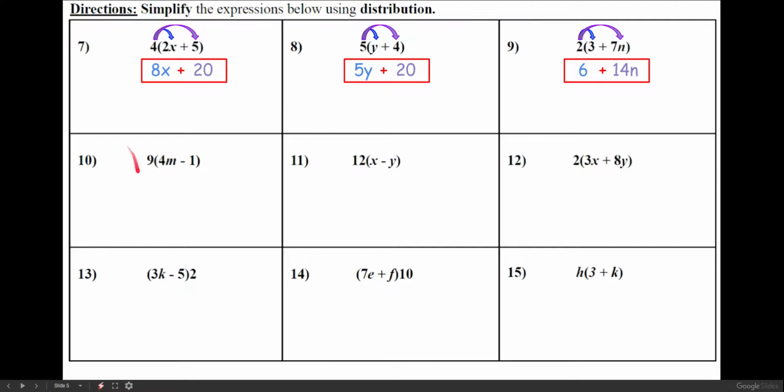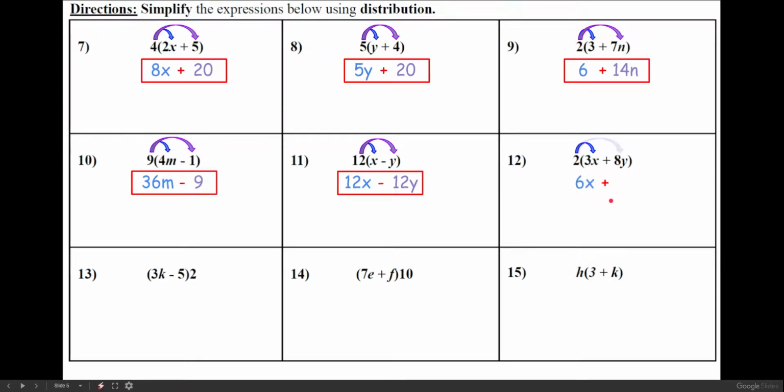You can pause the video and try these on your own if you'd like. 9 times 4m, that is 9, 18, 27, 36. 36m. 9 times 1, notice I brought down the minus sign. 9 times 1 is 9. That's it. Box your answer. 12 times x, that's 12x. Bring down the minus sign. 12 times y is 12y. Box your answer. 2 times 3x, that's just 6x. And 2 times 8y, that's just 16y.